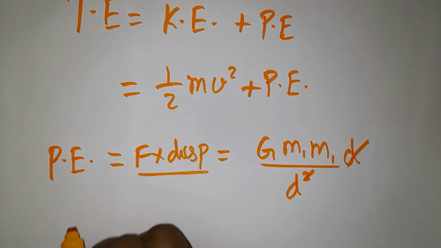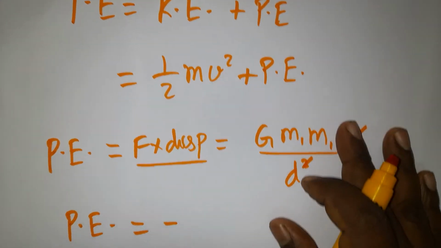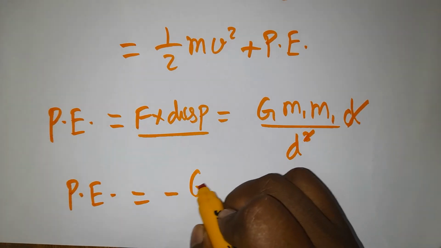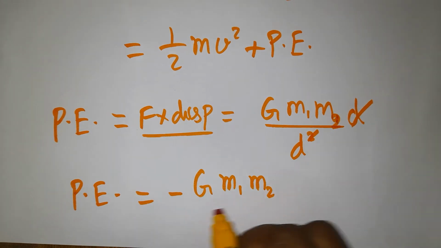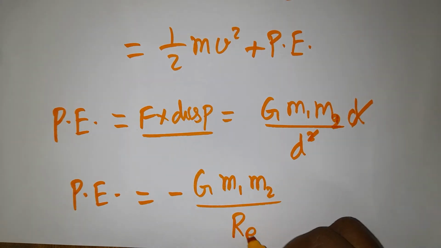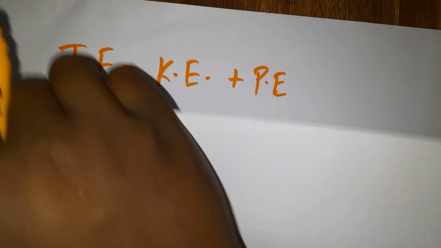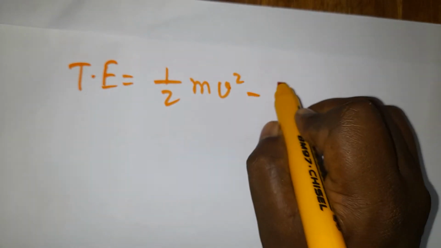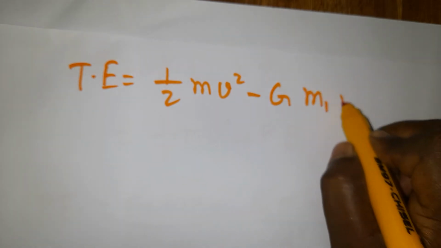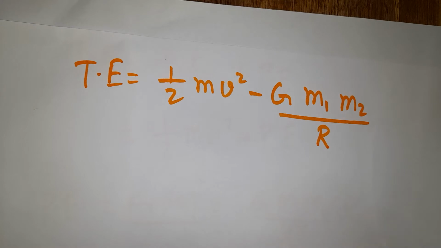Work done is equal to force into displacement. Now the same formula I have taken. Potential energy we have to take as negative. If you know the derivation, then only you will know why it is negative, divided by the radius of the earth. So total energy is kinetic energy half mv square plus potential energy, minus G m1 m2 divided by radius of the earth. I have taken it on the surface of the earth.